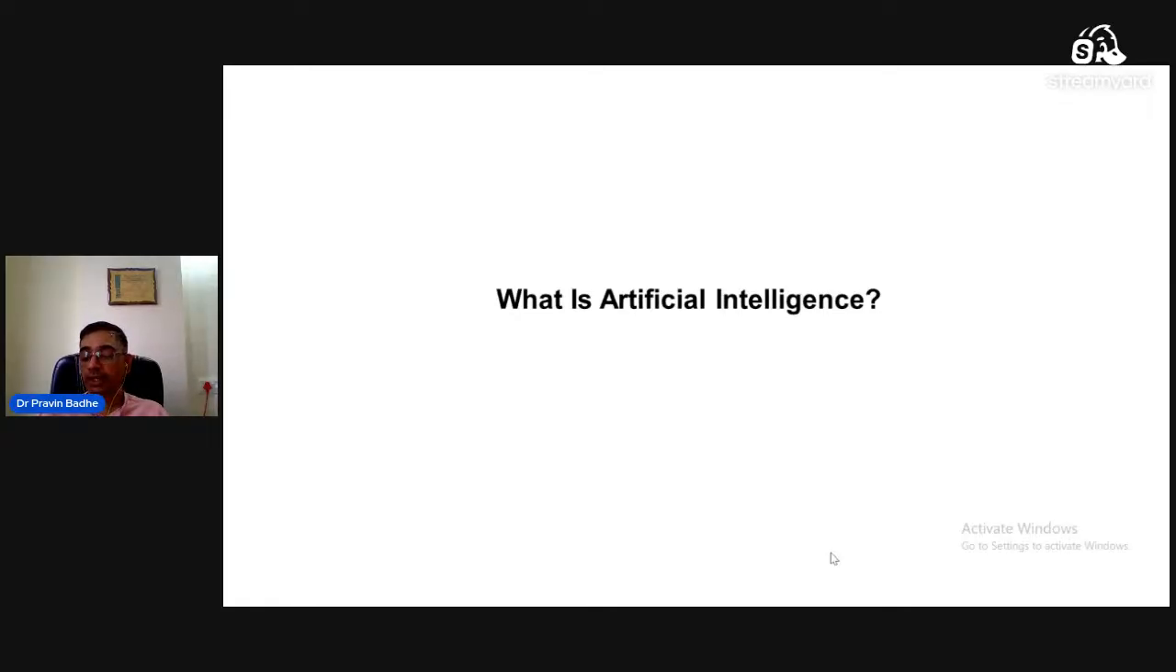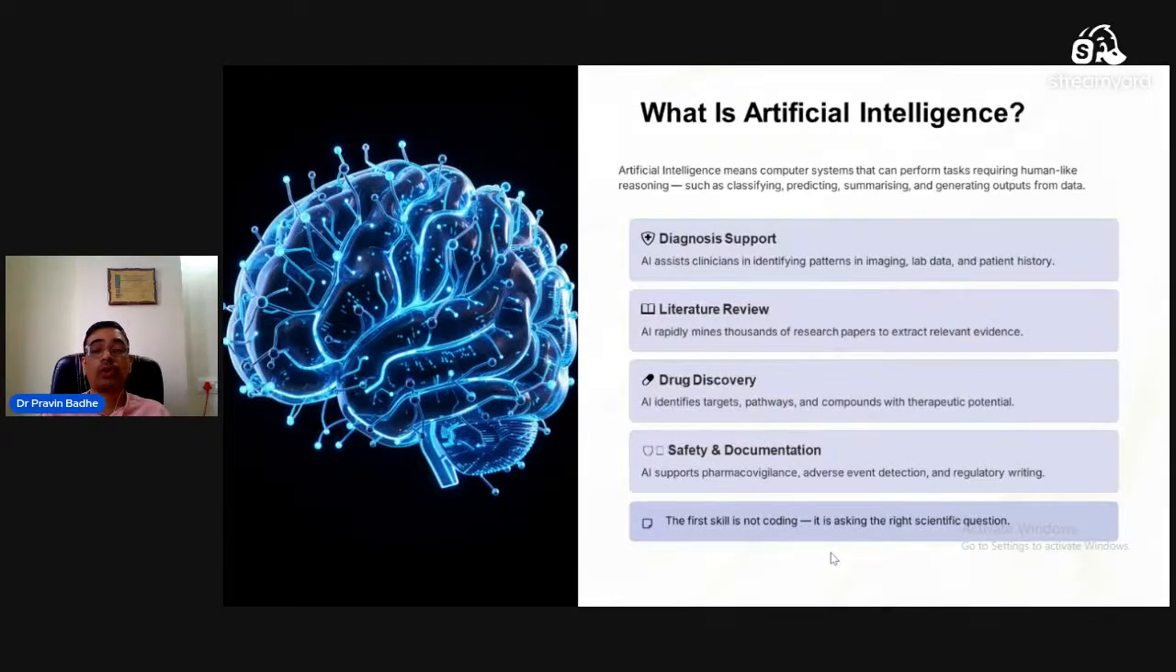So what is this AI? Why it is important we have seen, but what is that AI? When we are talking from the science perspective, from life science, pharmacy, and the healthcare point of view, we are looking at diagnosing support, discovery support, and drug development. We are looking for safety and documentation, that can be regulatory, pharmacovigilance, for all those purposes.